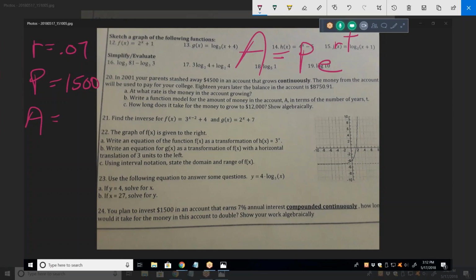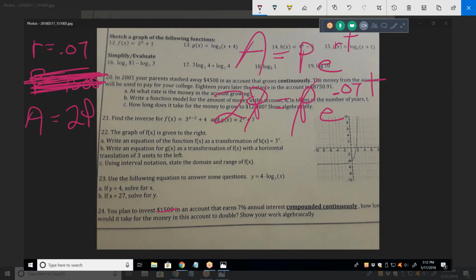And there's actually, I don't need to know what P is. All I need to know is that A is equal to 2P. Notice what happens. In other words, this is not a function of that. This is a function you want it to double. So 2P equals P times e to the 0.07T. Notice the P's cancel. That's why it doesn't matter what your starting principal is. It doesn't matter if you start with $100 or $1,500. It's going to take the same amount of time to double.